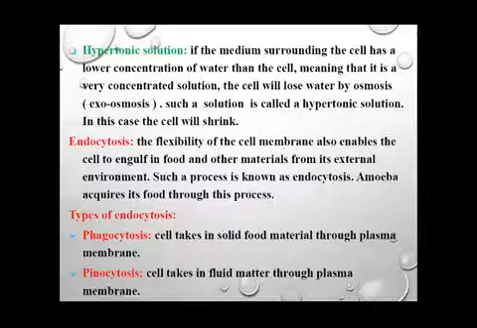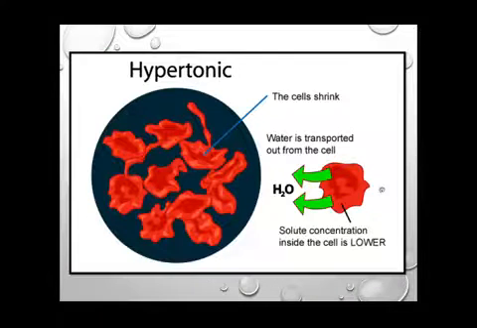Now what will happen if water will start moving out of the cell? The size of the cell will start shrinking. As we have seen in hypotonic solution, since the water was entering into the cell, the size of the cell started swelling up. But here in case of the hypertonic solution, as the water moves out of the cell, the size of the cell starts shrinking. As you can see here, the solute concentration inside the cell is lower. So water is transported outside of the cell, and as the water is transported outside of the cell, the size of the cell starts shrinking in case of the hypertonic solution.